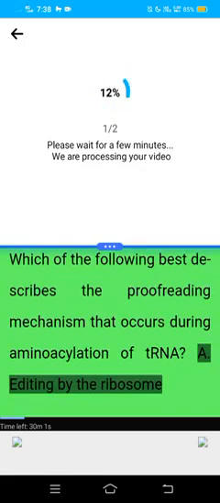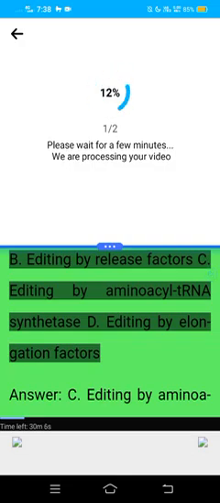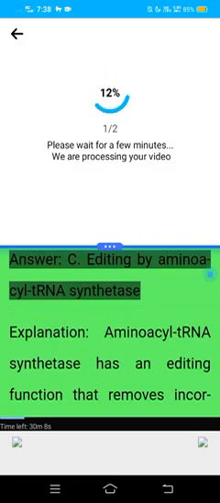A. Editing by the ribosome. B. Editing by release factor. C. Editing by aminoacyl-tRNA synthetase. D. Editing by elongation factors. Answer. C. Editing by aminoacyl-tRNA synthetase.